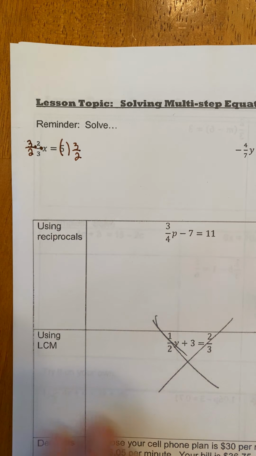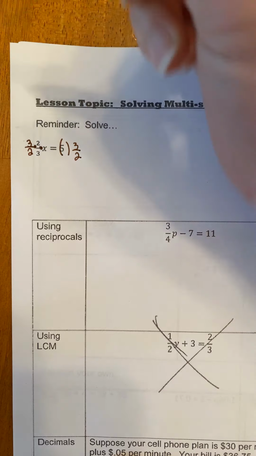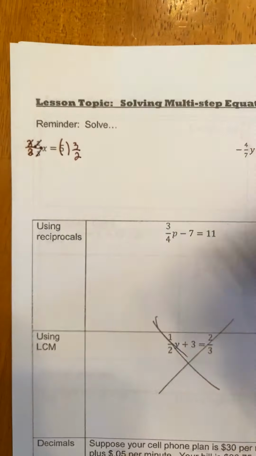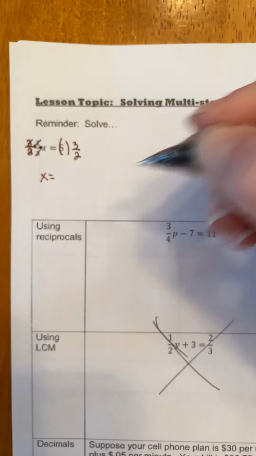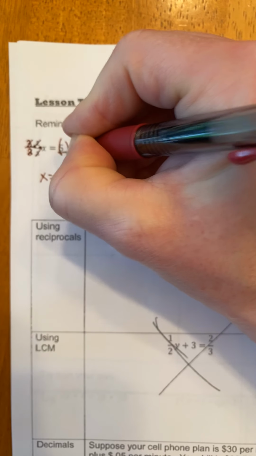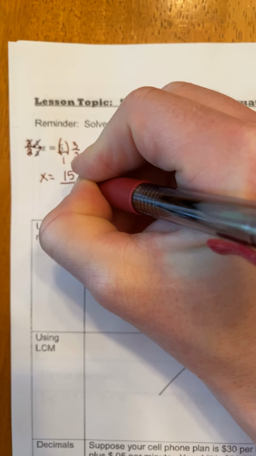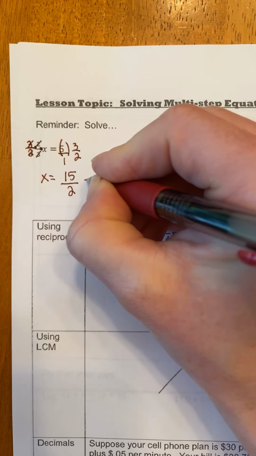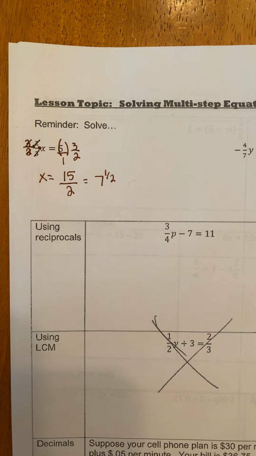A couple things about this. The reason why this works is 6 divided by 6 is 1, or 1x. You can think of canceling the 2 on top and bottom and the 3 on top and bottom. So we have x equals, and of course 5 is like 5 over 1. 5 times 3 is 15, 1 times 2 is 2. So 15 halves, or 7.5.